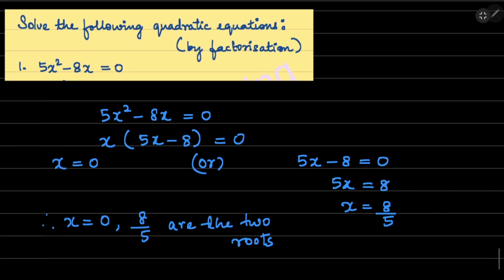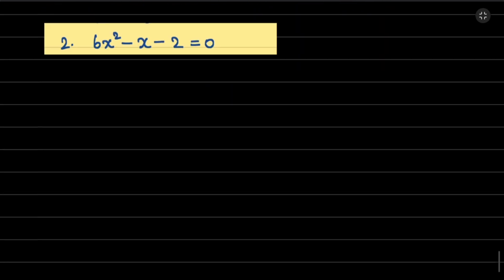So let's go ahead with another question. 6x square minus x minus 2 equal to 0. You have to use the middle term splitting method in this question. So let's do it. You have to compare it with the standard form of quadratic equation, which is ax square plus bx plus c equal to 0. When you compare, you will get a is 6, b is minus 1 and c is minus 2.